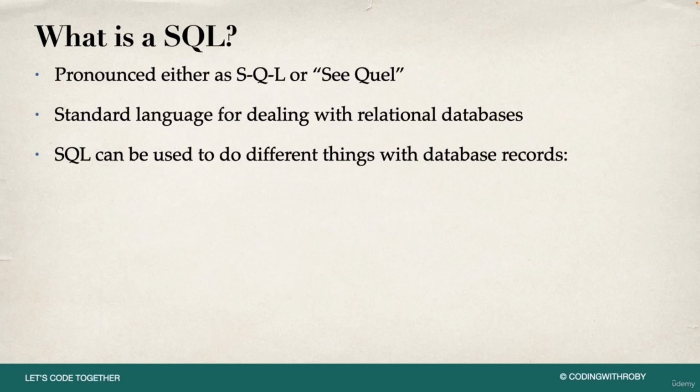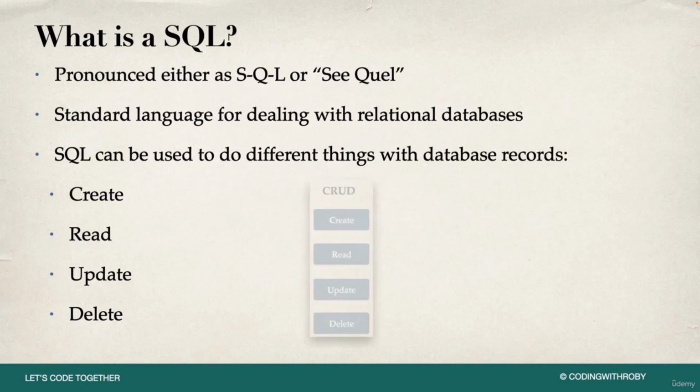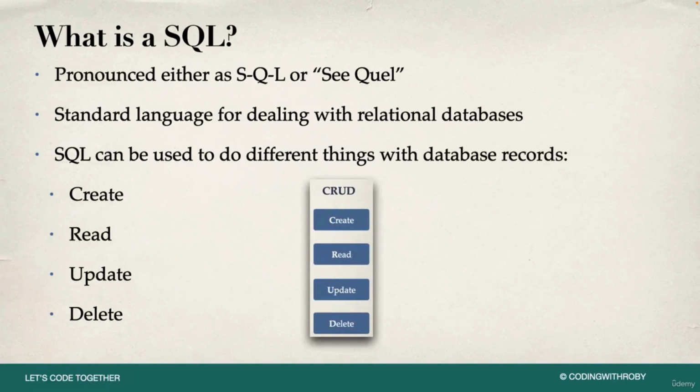So SQL can be used to do different things within a database record. And a database record is each row of data within a database. SQL can create data within a database. It can read data within a database. It can update data within a database. And it can delete data within a database. Now, this looks awfully familiar to our HTTP requests. These are known as the CRUD operations: create, read, update, and delete. And SQL will be able to handle all of this for us for our FastAPI application and the database.